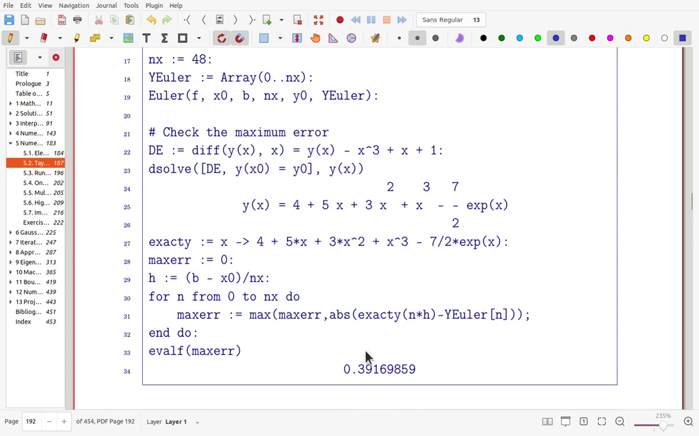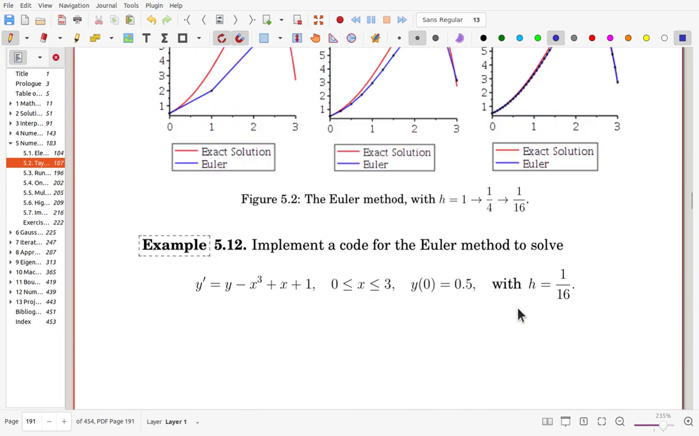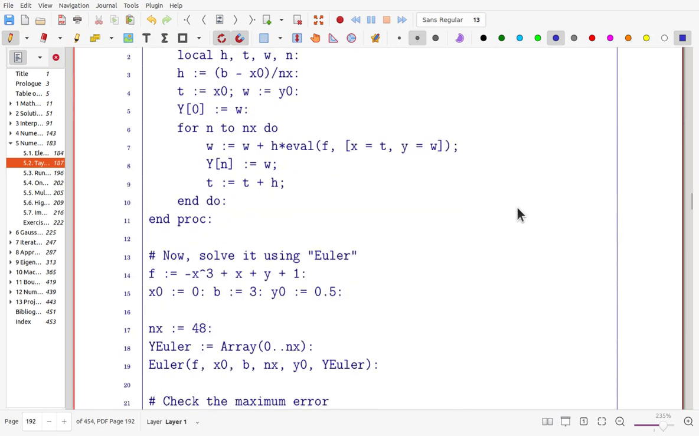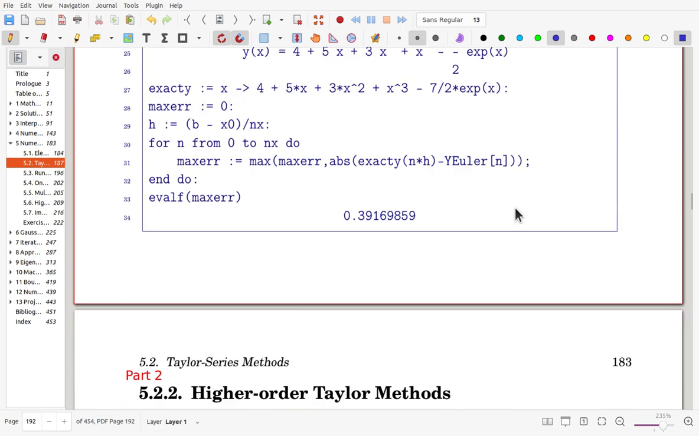Okay. Now we measure the maximum distance. That is about 0.39. So about 0.4 is the maximum error. From this figure and around there, the maximum error will be about 0.4. Okay, that's the end of part 1.